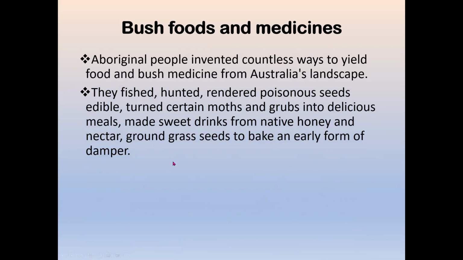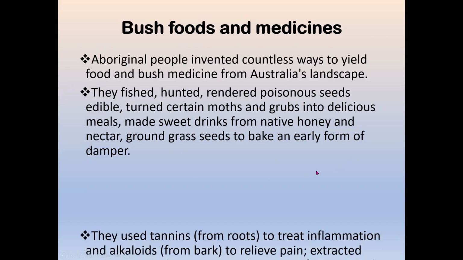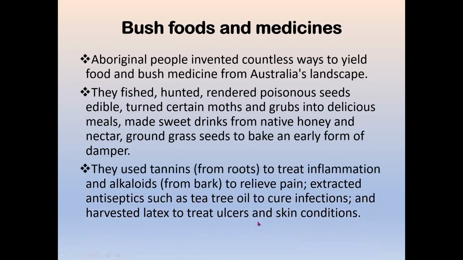They found moths and grubs, witchetty grubs, for example. Apparently they're very nice to eat. I can't vouch for any of that. They made sweet drinks with honey. They loved honey, nectar from plants. The grass seeds, they made damper. They used tannins from the roots.